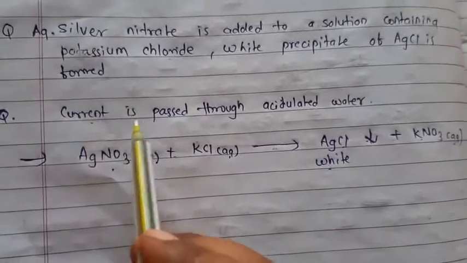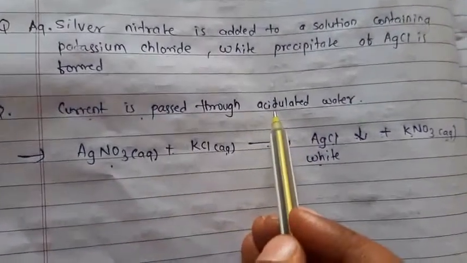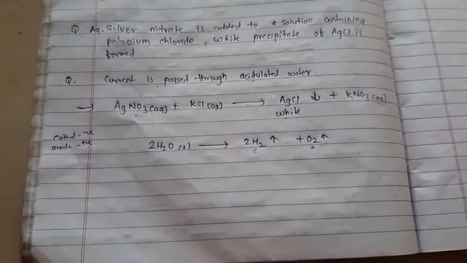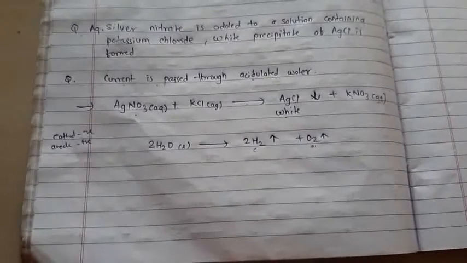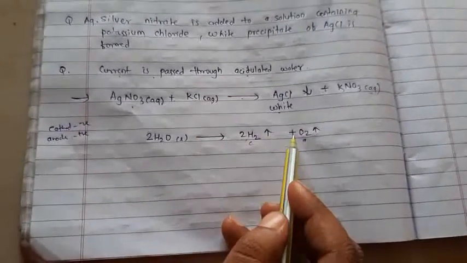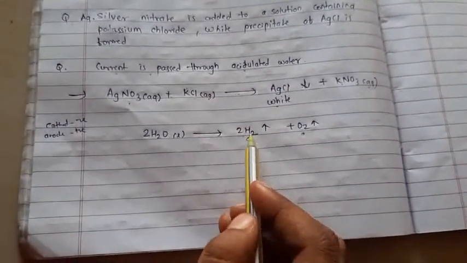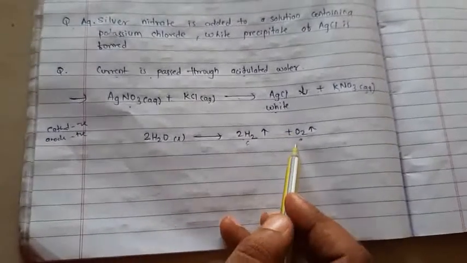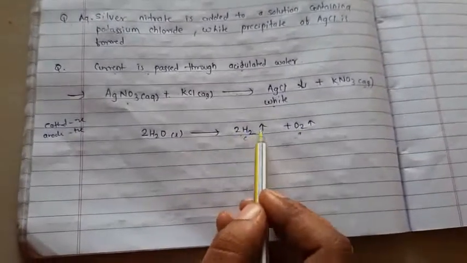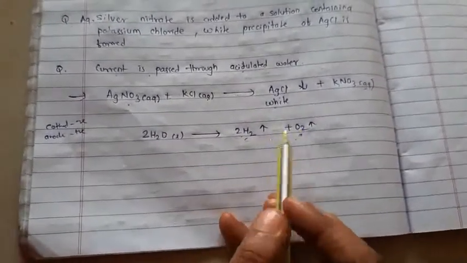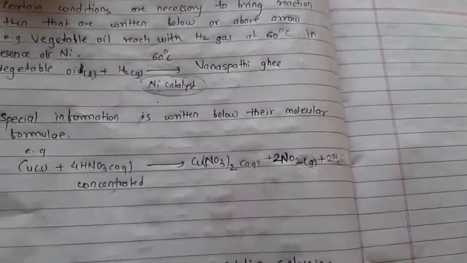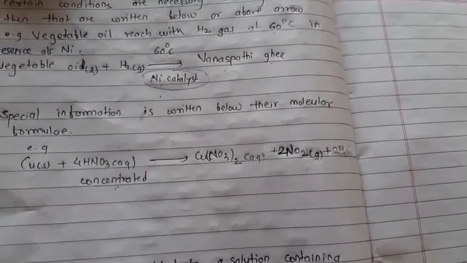Next is, if electric current is passed through acidulated water, electrolysis of water will take place. So from that, hydrogen gas and oxygen gas will be evolved. Hydrogen gas will be evolved at cathode and oxygen gas will be evolved at anode. Water is in liquid state, hydrogen is a gas and oxygen is a gas, so it is shown by upward arrow. In this way, whenever we are writing any chemical reaction, we have to write that with all these conventions.